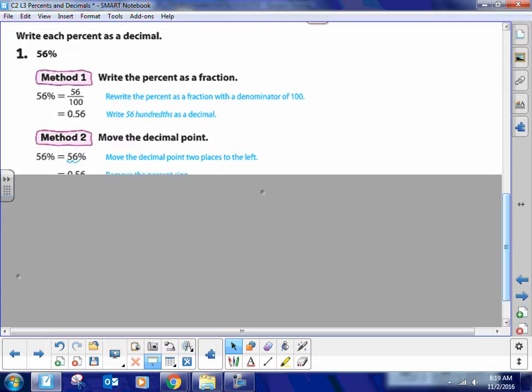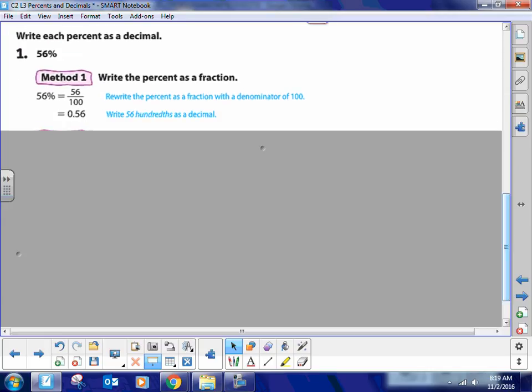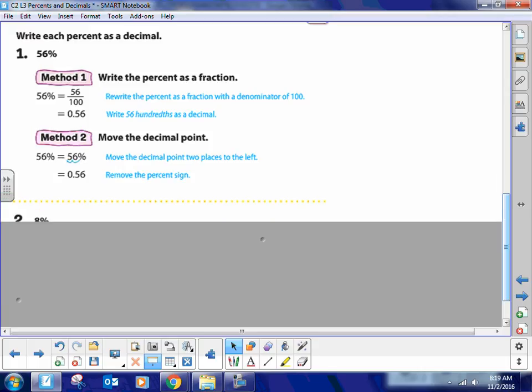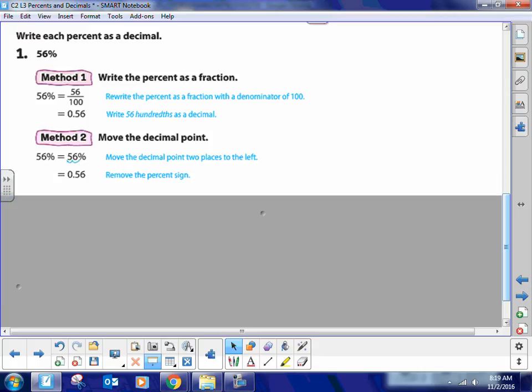There are 2 ways of doing it, right? Method 1 is to write the percent as a fraction. You take 56, put 56 over 100, and then turn it into a decimal after that. I think that's a little monotonous. I think all you really need to do is move the decimal point 2 places to the left.